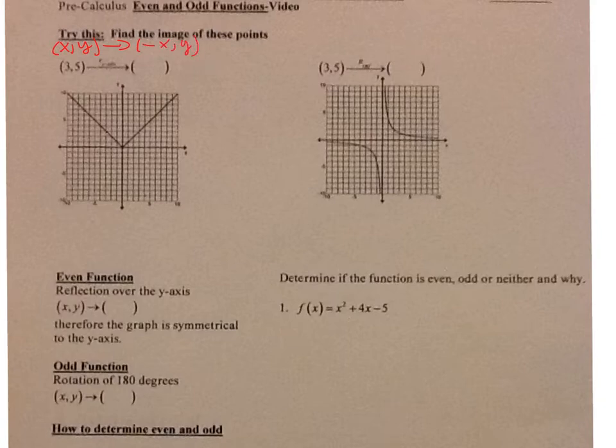So let's say I have the point 3, 5. The point 3, 5 would become negative 3, 5. So notice that my x values are opposite, and my y values stay the same. And just take a quick look at the graph. This graph does not match up with these points. I just wanted to give you a quick look here.